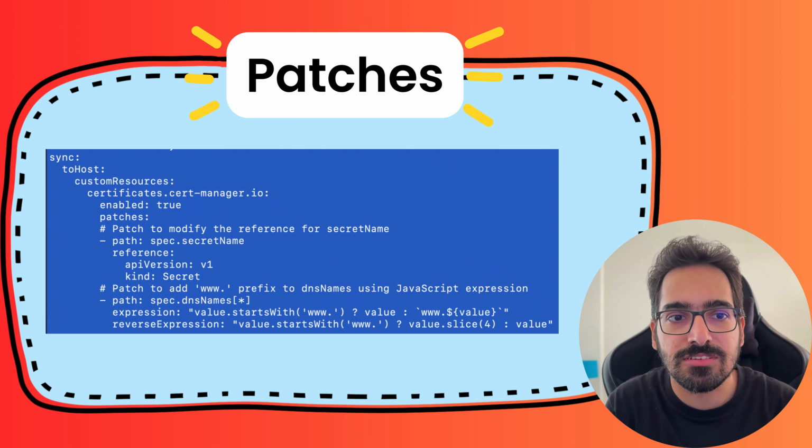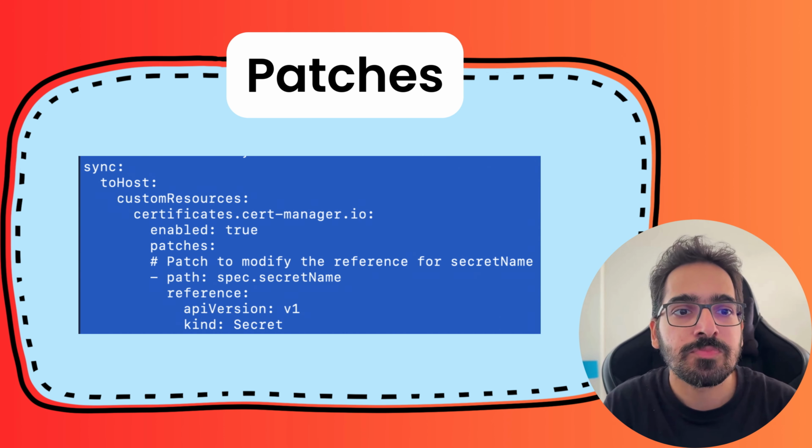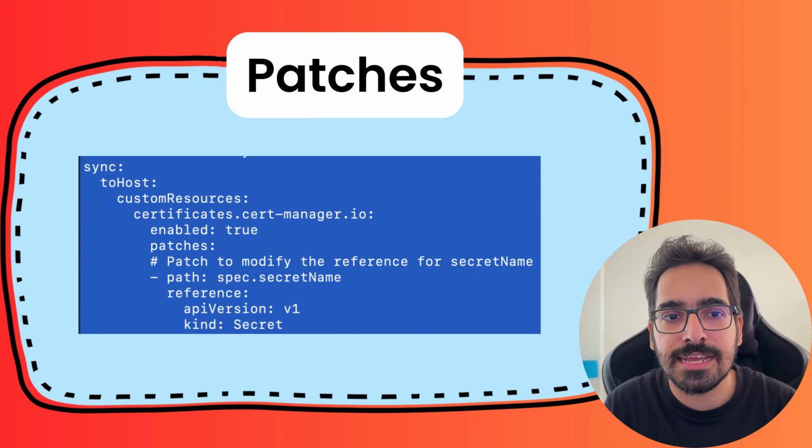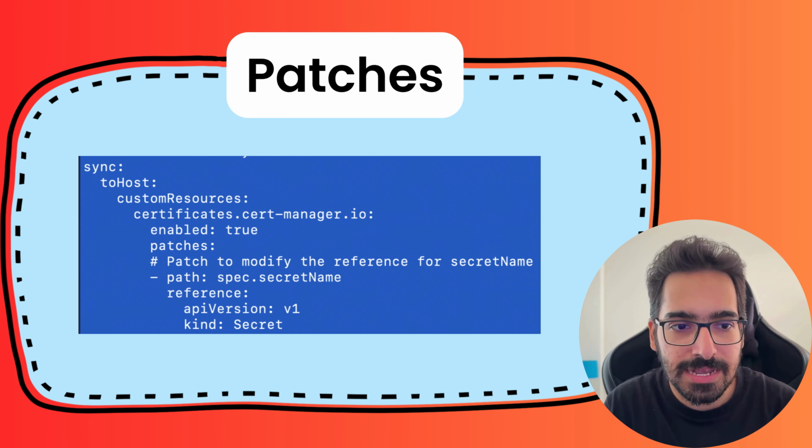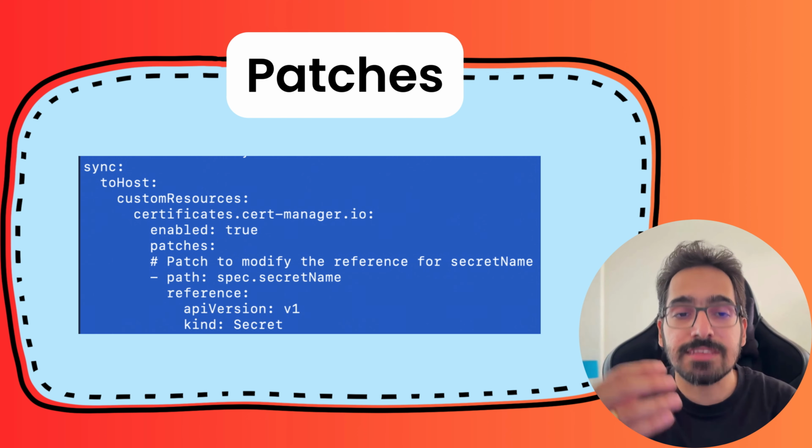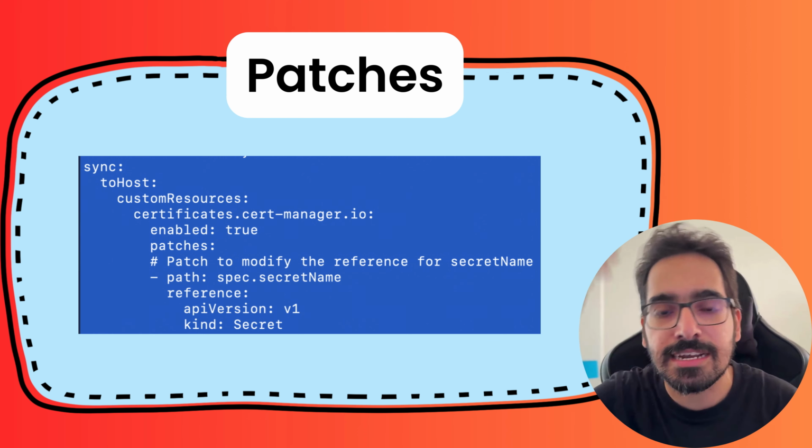Now in patches, we can do a reference patch. So path spec.secretName, apiVersion v1, and kind Secret. We are telling it that spec.secretName is actually to be referenced as a secret, and it will sync to the vCluster when the secret gets created in the host cluster.